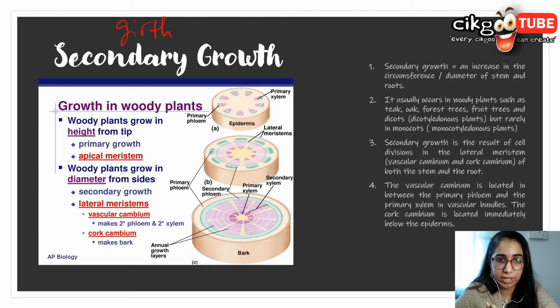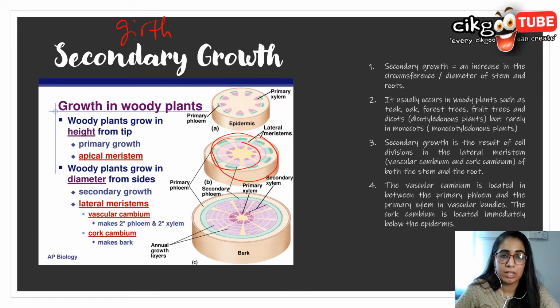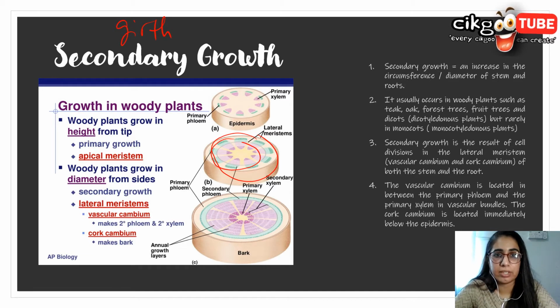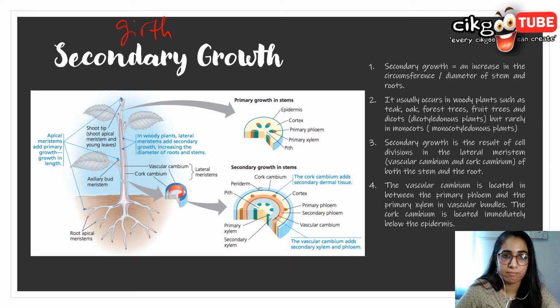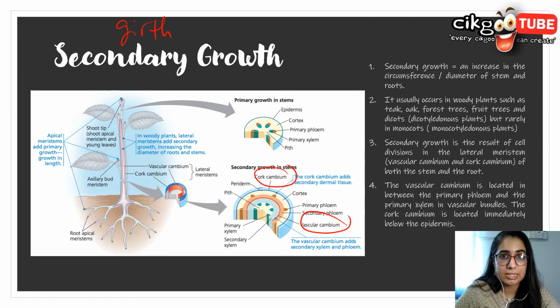If you look here, we have the vascular cambium. Vascular cambium is around the vascular bundle, in between the xylem and phloem, and they form one whole cambium. Cork cambium is around the cortex. If you look at the next picture, you can see we have the cork cambium here and also the vascular cambium. Vascular cambium is located between the primary phloem and the primary xylem of the vascular bundle, and the cork cambium is located immediately below the epidermis.